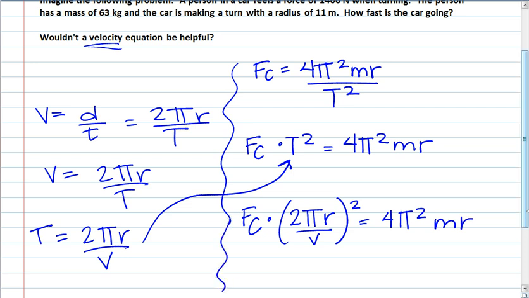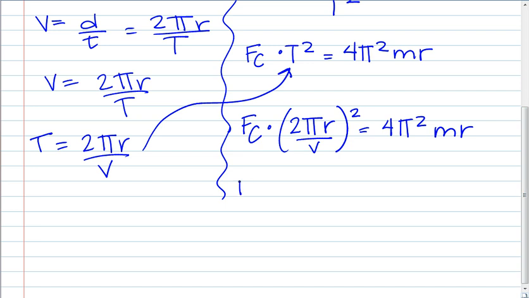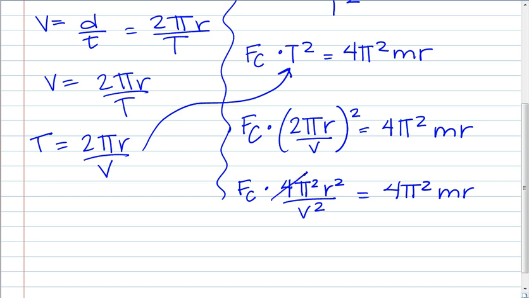Let's expand this a little bit. So we're going to have force centripetal times 2 squared would be 4, pi squared, r squared, all over v squared equals 4 pi squared mr. Well, already we should be able to see that we are going to be able to rearrange some of this as well as cancel some of it. I see that I have a factor of 4 on both sides. I see I have a factor of pi squared on both sides, so they would cancel.